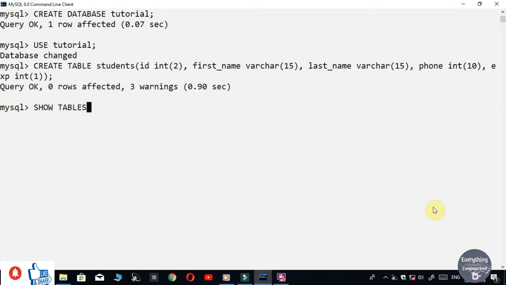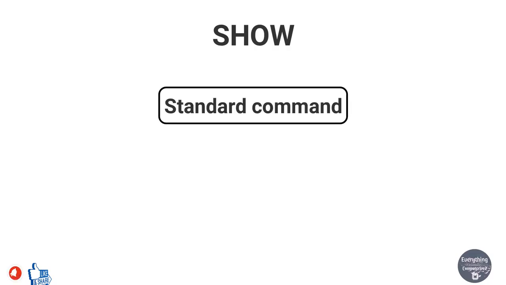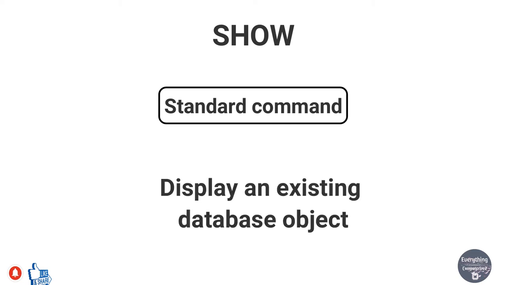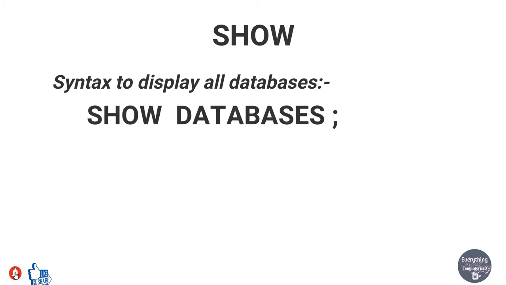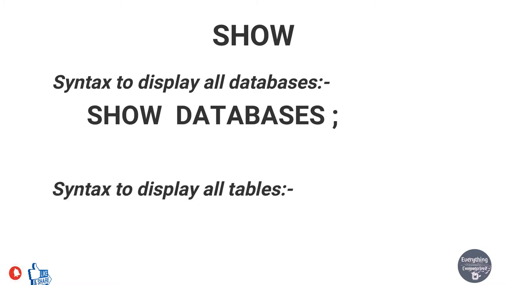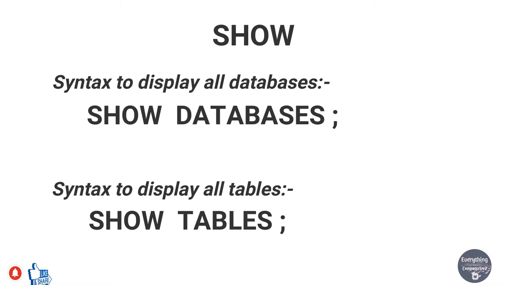Let's talk about the show command that I have used. It is a standard SQL command and is not a part of any of the 4 components of SQL, that is DDL, DML, DCL and TCL. It is a standalone command and is used to display an existing object in a database. If we want to check the number of databases present in our computer, then we have to write show databases. It will display the names of all the databases that are present. And if we want to check the tables present in a database, then we have to write show tables. It will give a list of the names of all the tables present in a database.